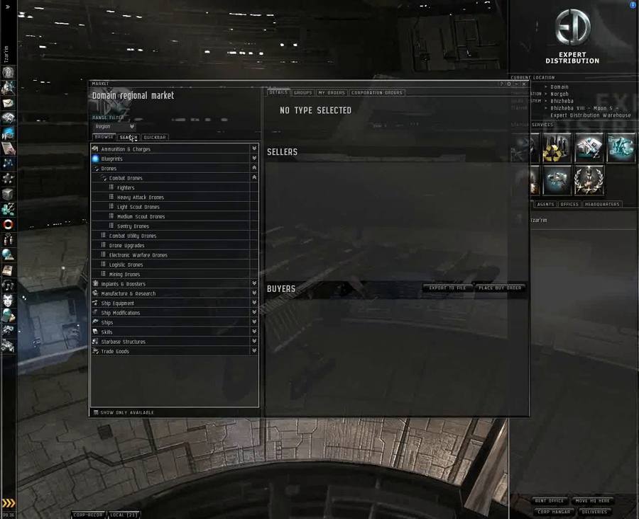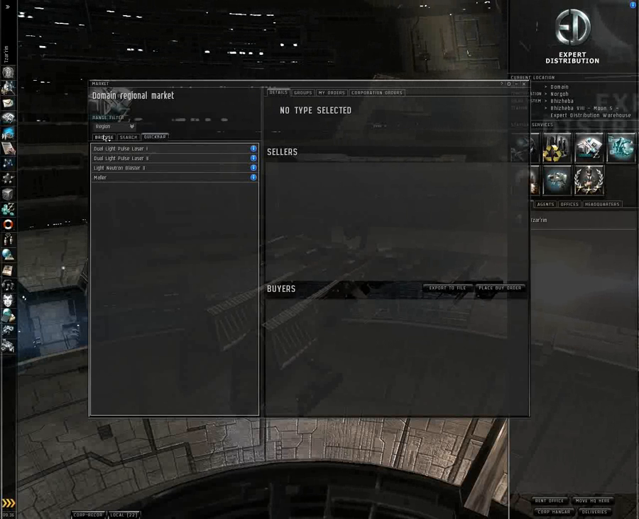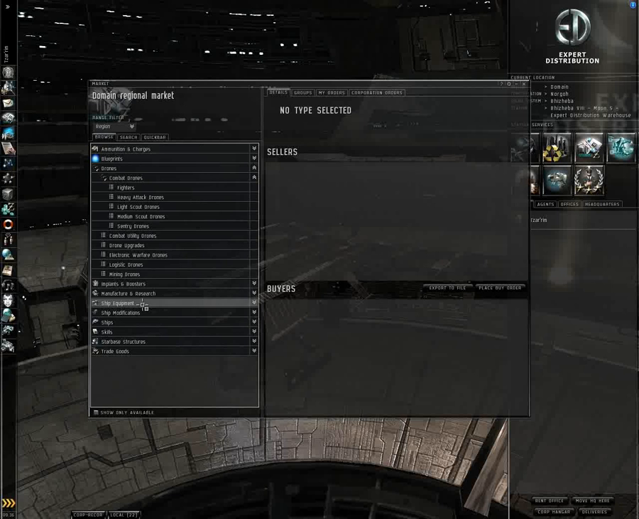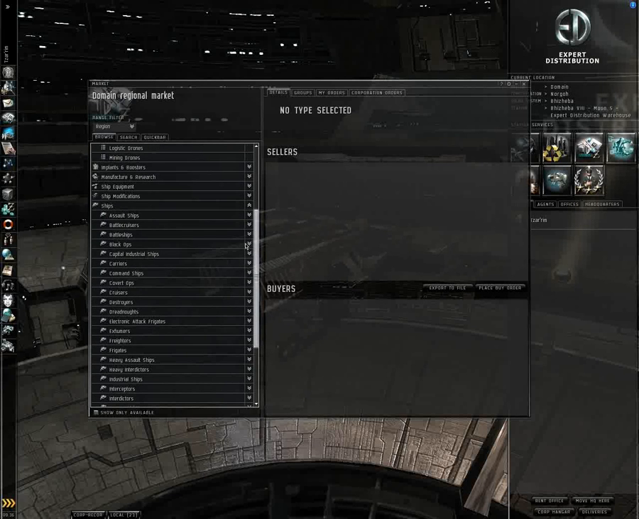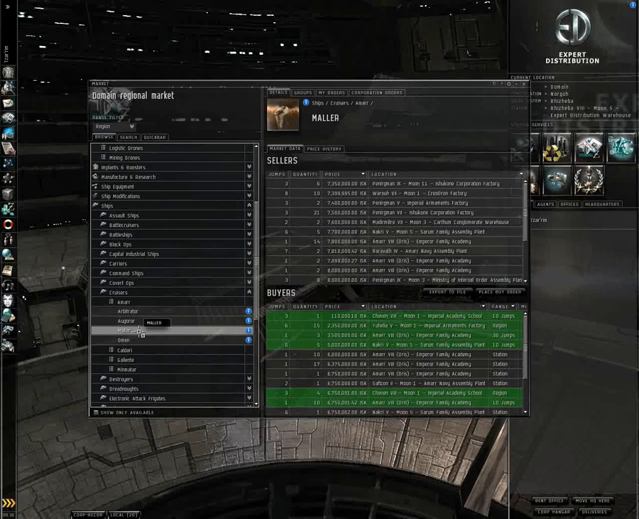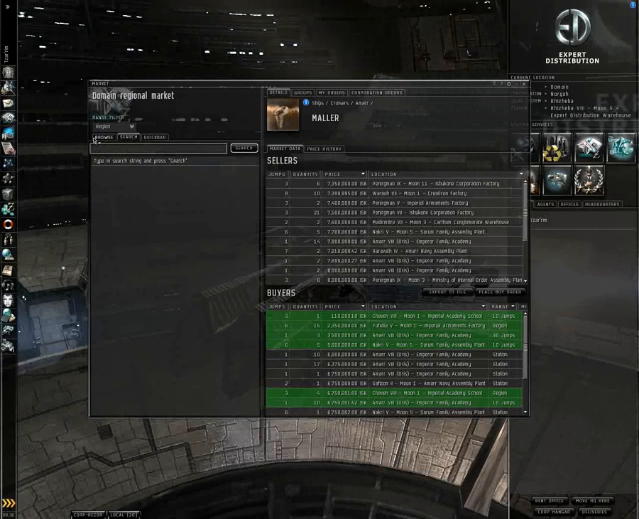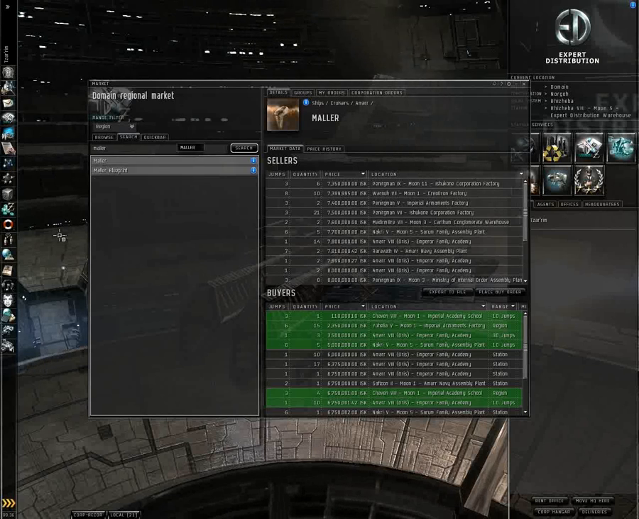Search is also very obvious, I do think. Quick bar. If you're looking for, for instance, a ship, I'm in the Amarr region, so let's look for an Amarr ship. Ships, cruisers. I gotta scroll down now. Amarr, Maller. This is a way of doing it. If I know I'm looking for a Maller, I can just type Maller here, and that's quicker, of course.